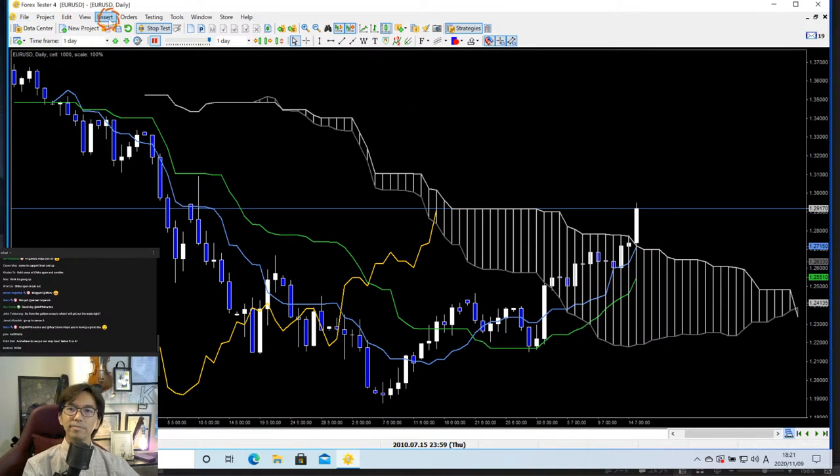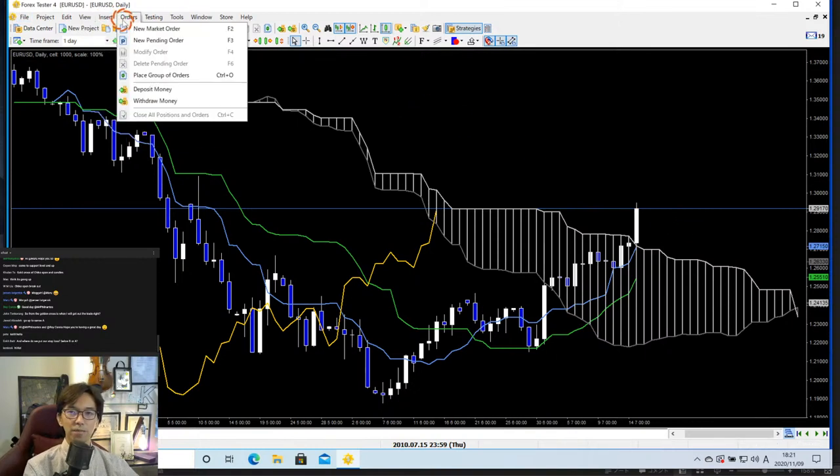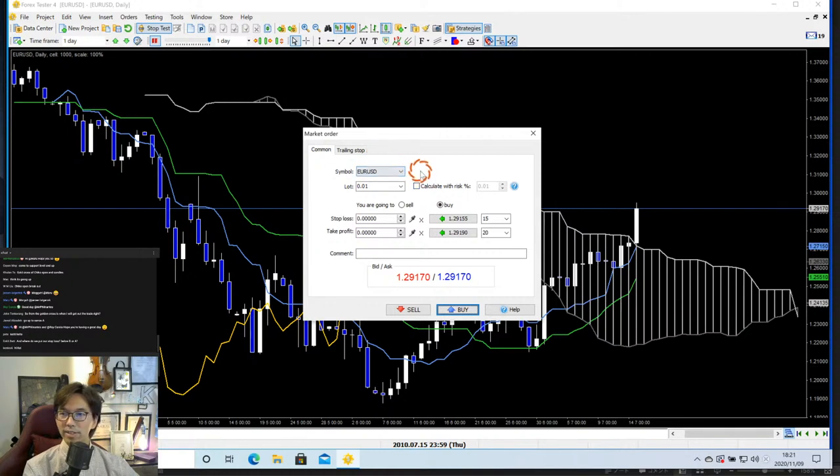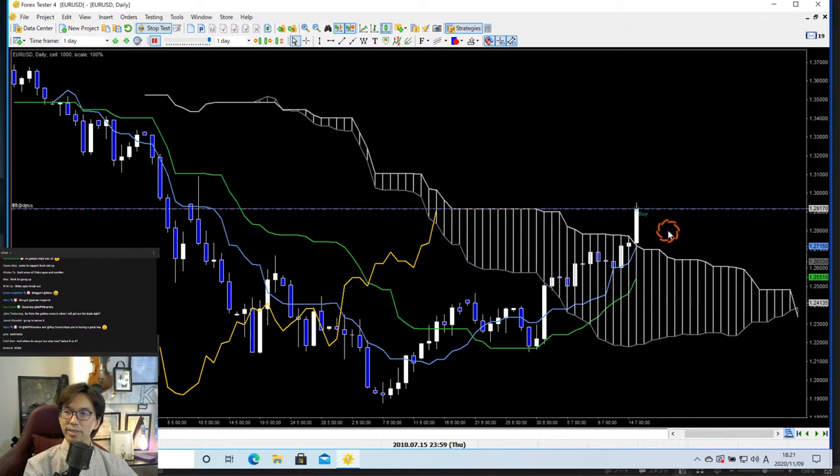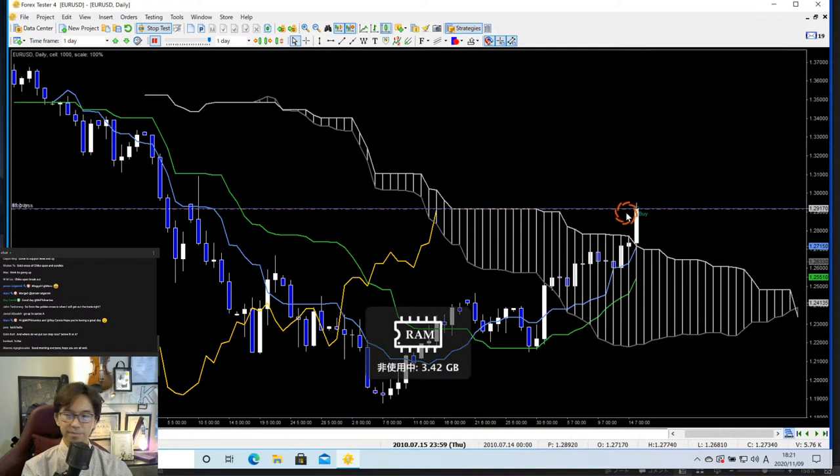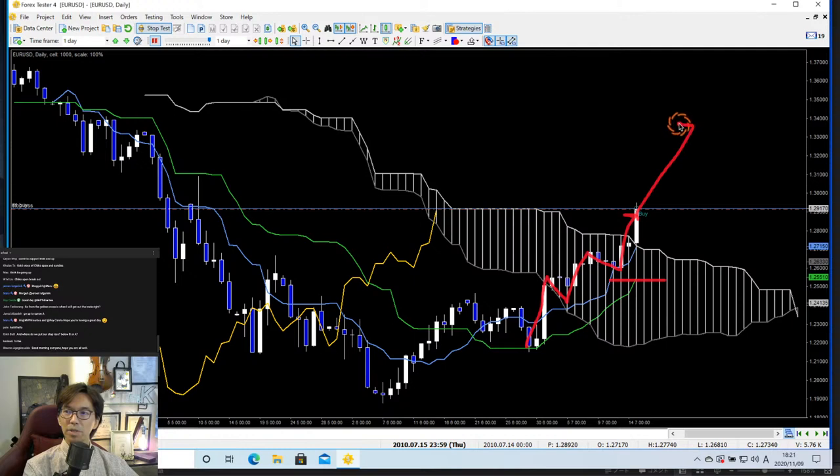Alright, so let me place a buy. This is the nice thing about Forex Tester 4, that we can put the buy order here. This is not the real account, of course, but we can experiment with it. So buy here. In this case, I put the stop loss below the recent low on this end wave. So I put the stop here below the recent low and I expect the market to continue to go up this way. Does that make sense, everyone? I hope it does.